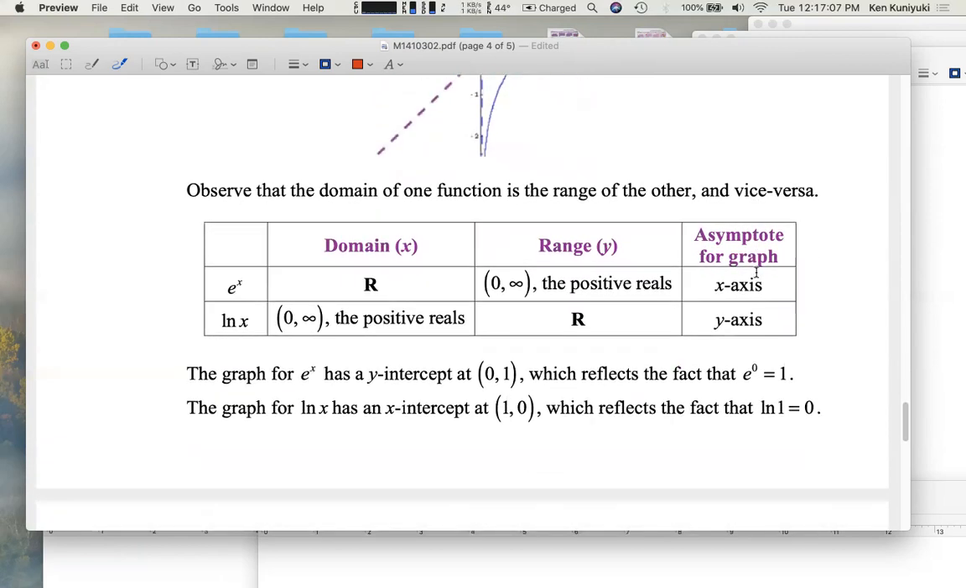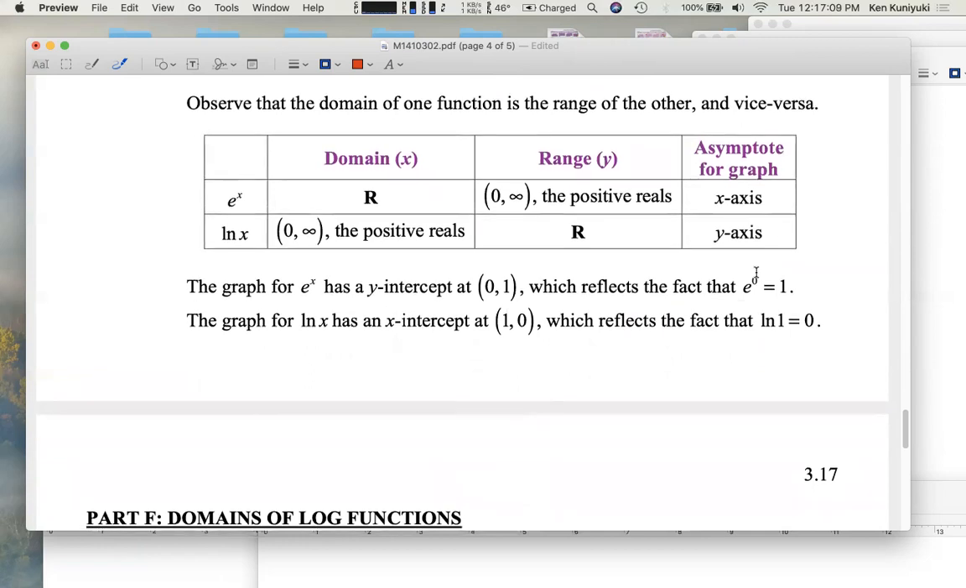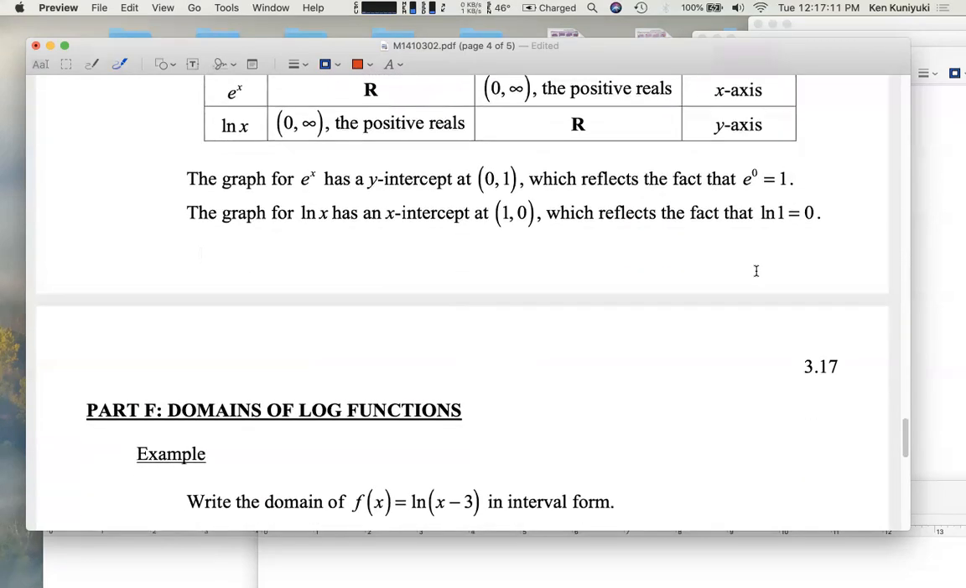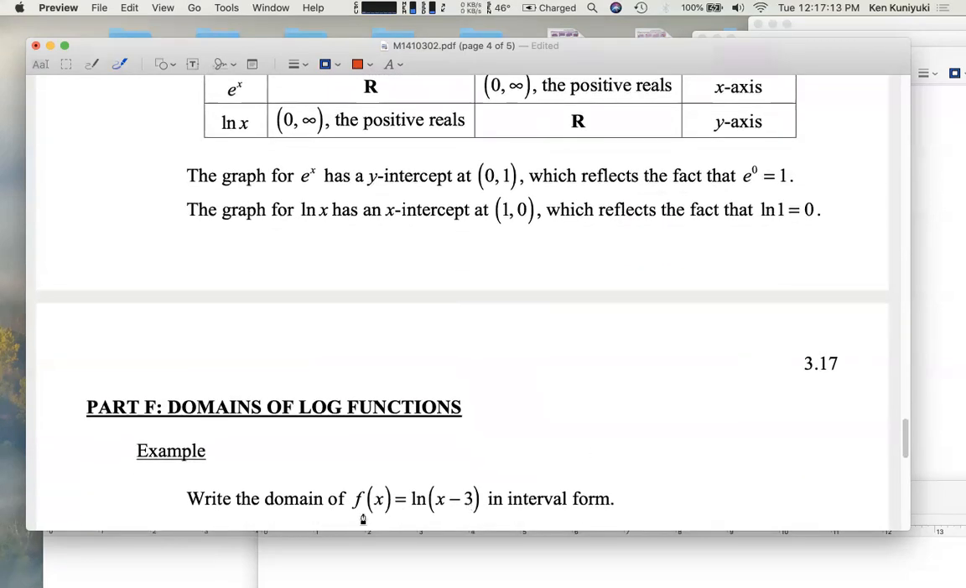All right, next up, let's talk transformations. Hey, these are functions, so we have the same old rules. All right, let's consider f of x, or y equals ln of (x minus 3), this transformed log guy. All right, let's write the domain of this in interval form.